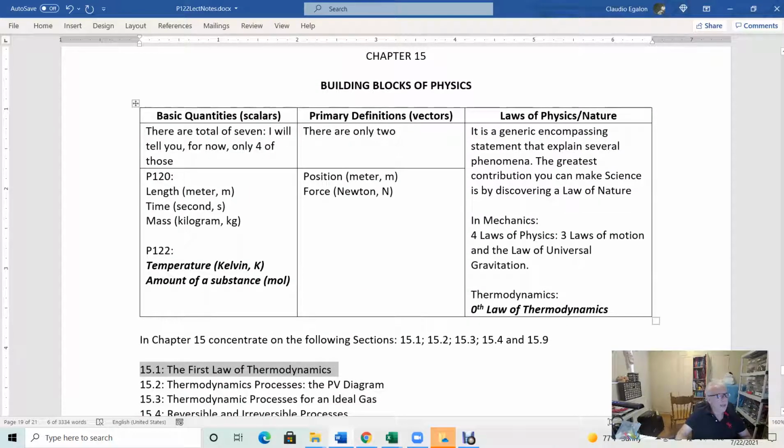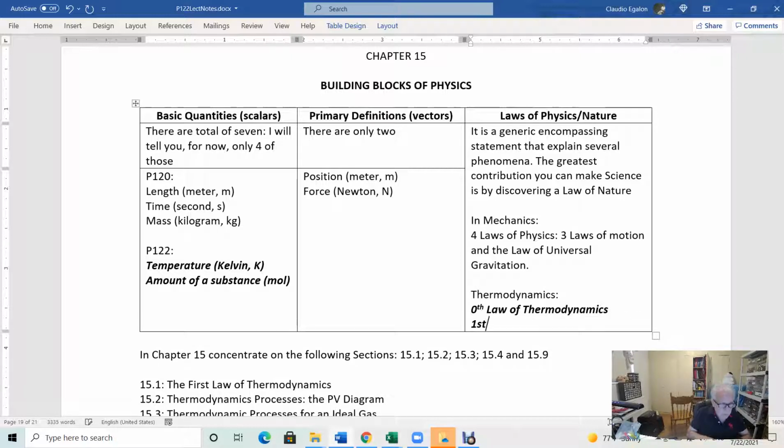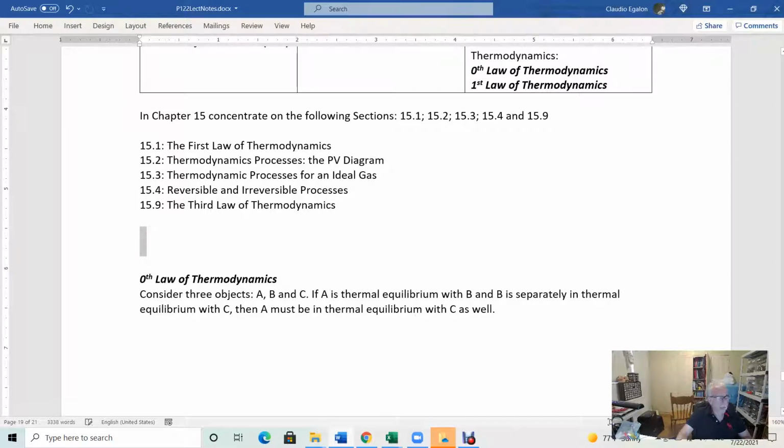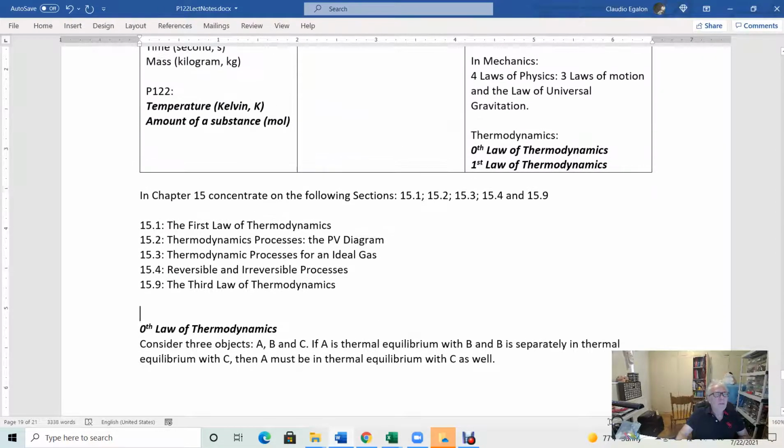Here you go. So we have all the basic quantities, going back to the building blocks, right? We have the basic quantities, we have the primary definitions, and you have the laws of physics. So we already talked about the 3 laws of physics in mechanics. We talked about the 0 law of thermodynamics. And we are going to cover now the first law of thermodynamics. There are 2 more. Just to remind you what the zero law of thermodynamics is all about. Don't forget, those are core concepts, right?